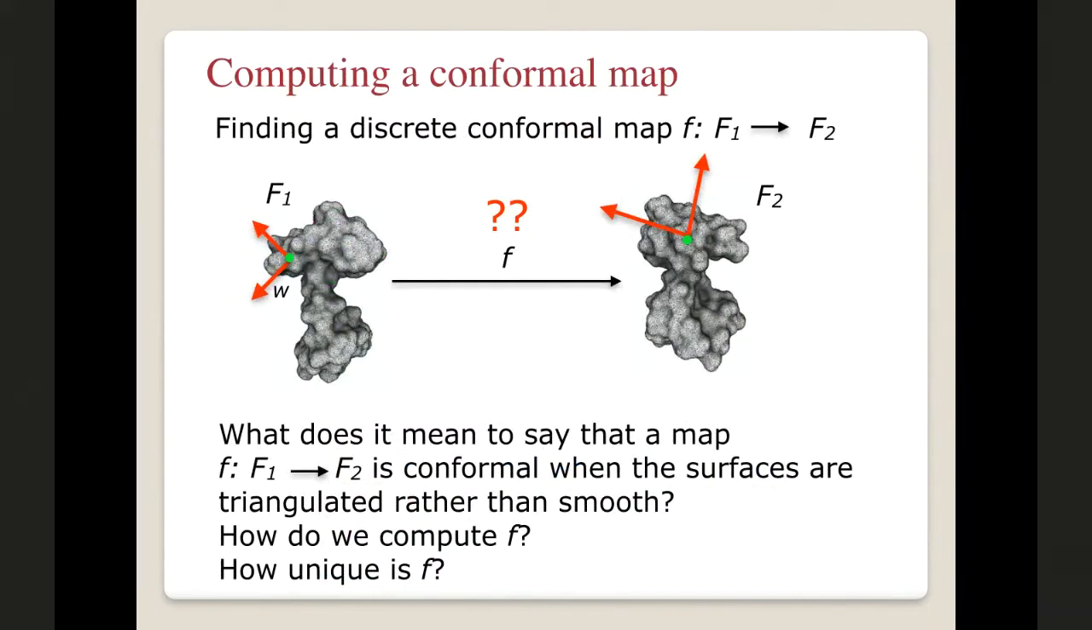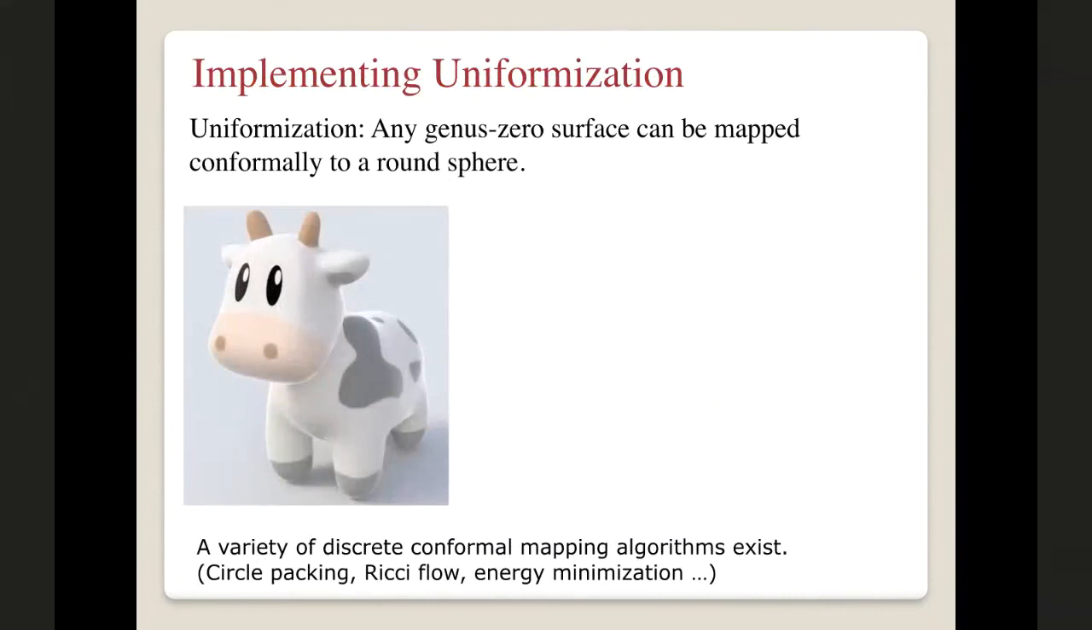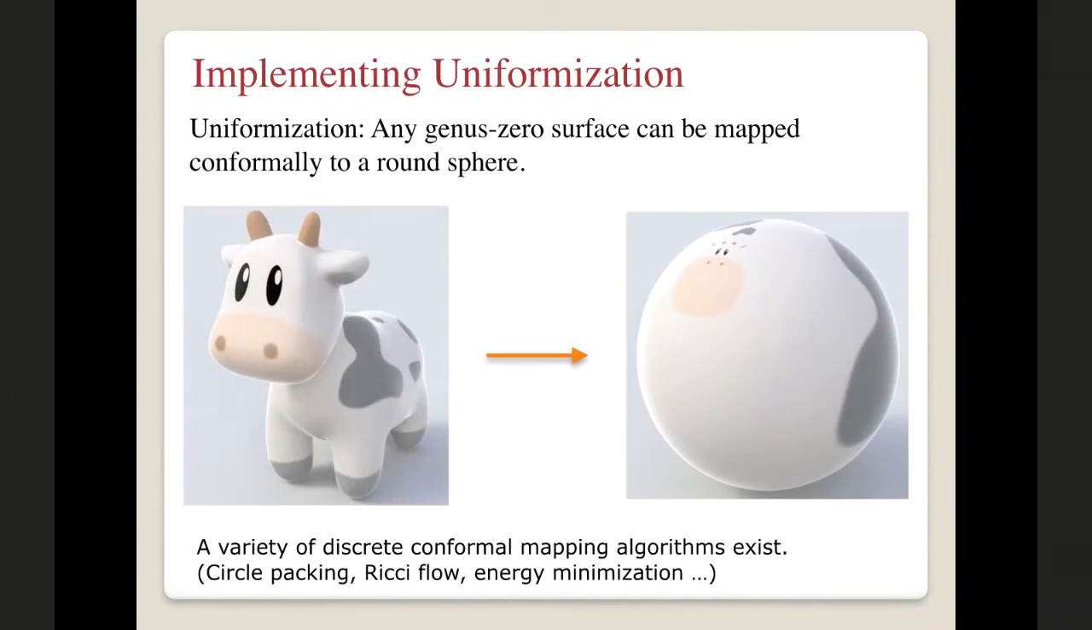In this application, we need some notion of what it means for a discrete map, a map between PL triangulated surfaces, to be angle preserving. We need to be able to compute these angle preserving maps, and we want to know how unique they are. It turns out that many people have studied these discrete conformal maps for a variety of reasons. They're very interesting for applications of different types, and there's been a variety of methods, and many of these have been implemented. I want to show you a quick example of a little program that takes a genus-zero surface and maps it in an angle-preserving way to a round sphere. Since UC Davis is originally an agricultural school, we will use a cow as an example.